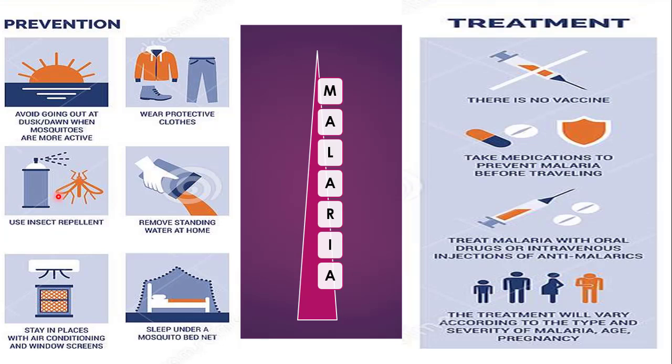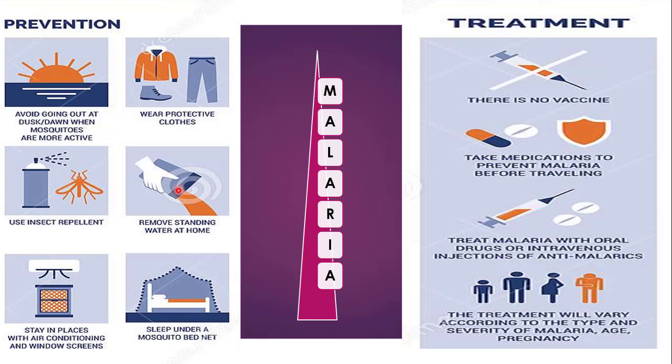Then you should wear protective clothing so that mosquitoes cannot bite. Then use insect repellents. Various repellents are available in the market, such as Odomos, which is very famously known. Remove standing water at the home. Stagnant water should not be there. Wherever you find stagnant water, you should remove it.